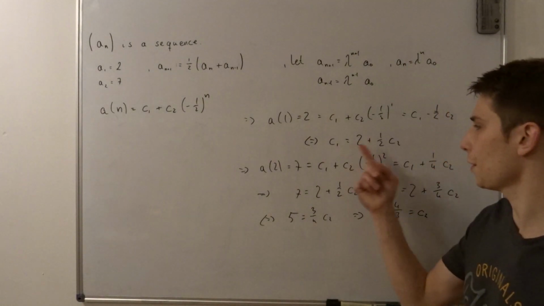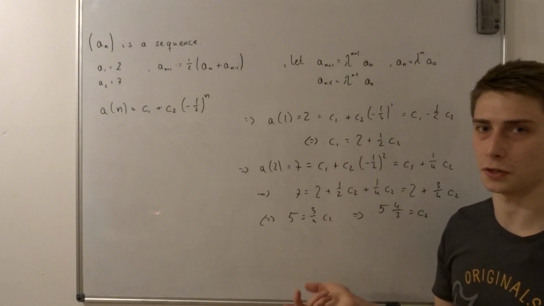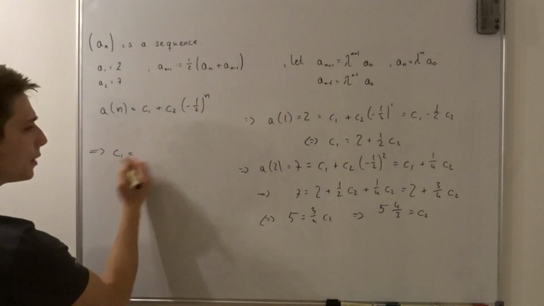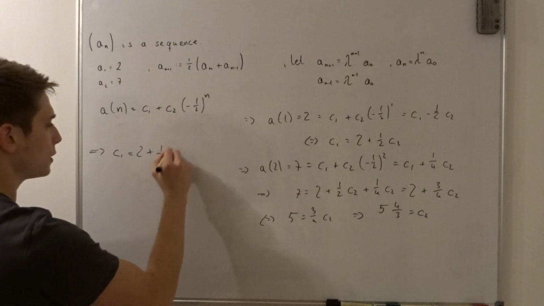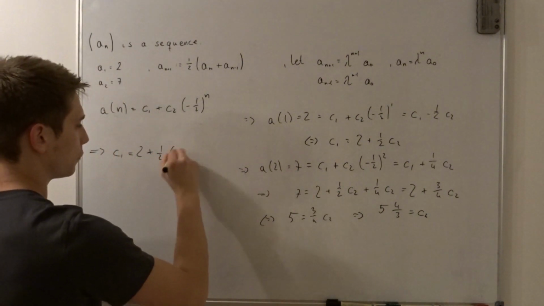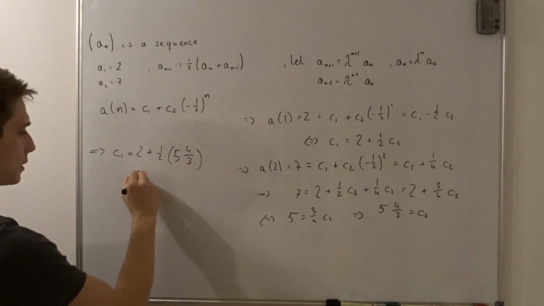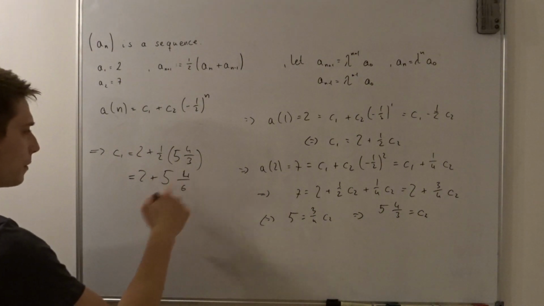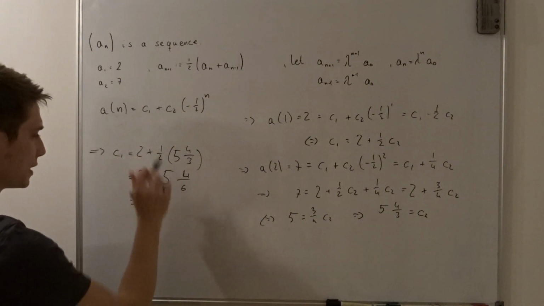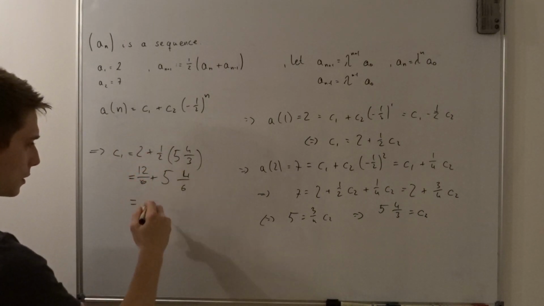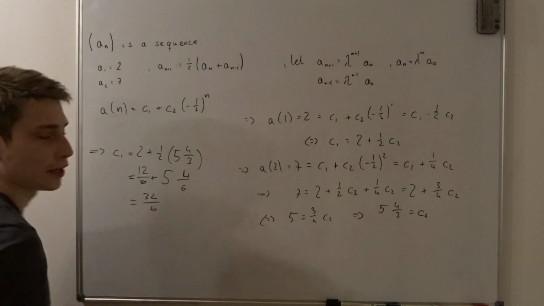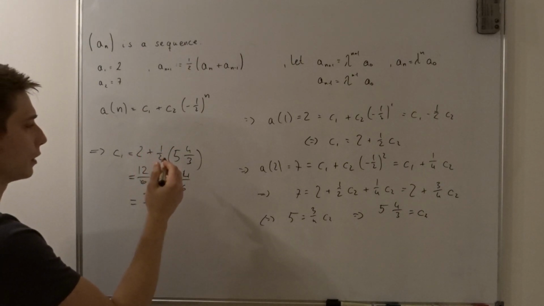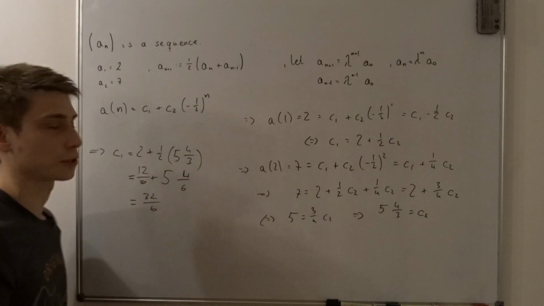All we have to do now is plug our c2 into our c1 to find out our first constant, and then we are nearly done. So c1 does equal 2 plus 1/2 times 5 times 4/3. So that's 2 plus 5 times 4/6. And we can bring this together, so this is 12/6. And that is just 32/6. And then we are done. We are now going to plug this into here, and then we are finally done with finding out the nth term of the sequence.